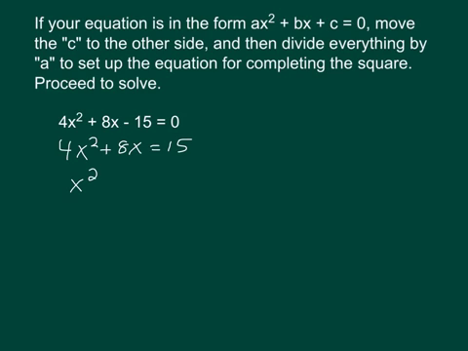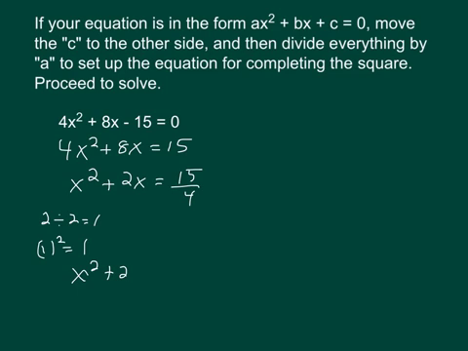So it works out nicely on the left. x squared plus 2x equals, it doesn't work out nicely on the right, but that's okay. I just leave it as 15/4. Now I go and complete the square. Take my coefficient of x, which is b. 2 divided by 2 is 1, and 1 squared is 1, so I'm going to add 1 to each side.